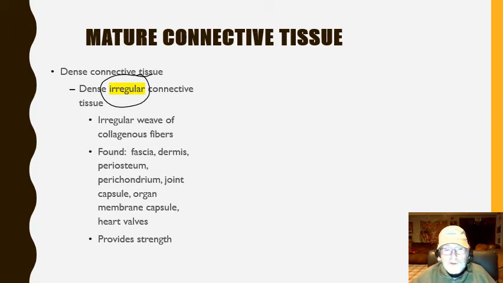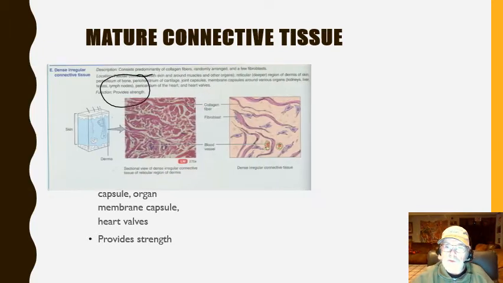Perichondrium, which is around cartilage. The joint capsule, which holds two ends of bone together. Organ membrane, organ capsule that holds an organ together and gives it its shape. Heart valves. We'll talk a lot about the heart valves later on. Valves that allow one-way flow through the heart are a lot of this dense irregular connective tissue. Because the fibers are woven closely, it provides strength. And that's what we see with this dense irregular connective tissue.